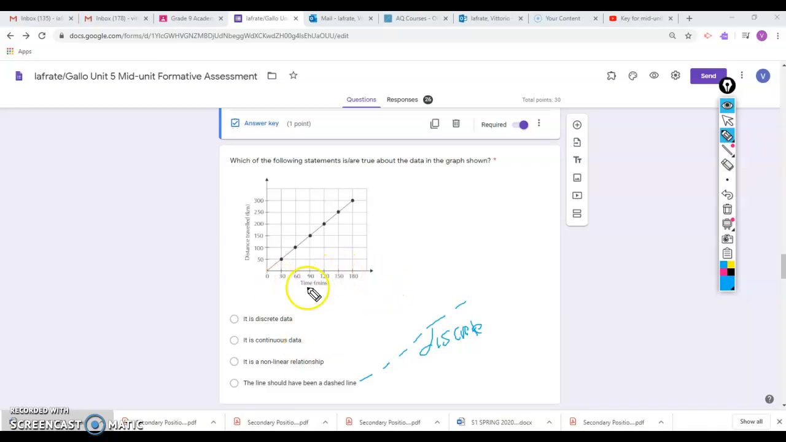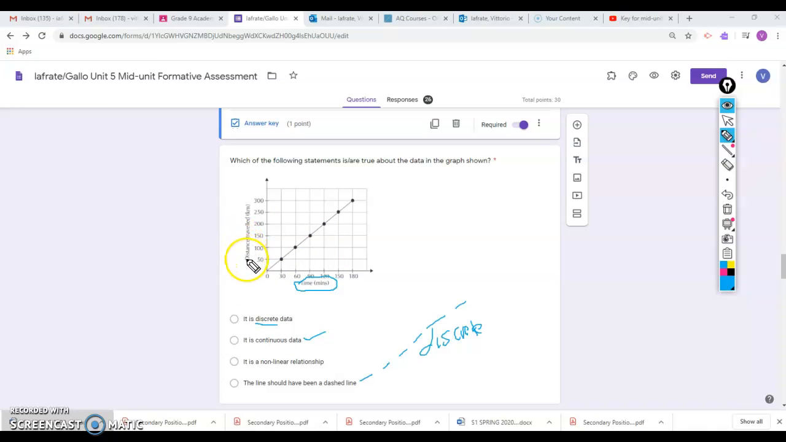So in this case, we're dealing with time, and you can have a lot of in-betweens. You can have 0 minutes, 1 minute, 2 minutes, 3 minutes, 4 minutes, 5 minutes, and even in between that, 0.5, 0.6 minutes, 0.7 minutes, and in between that as well. So the time that we're dealing with is considered continuous data. It's not discrete. It's not these categories where you can't have in-betweens.